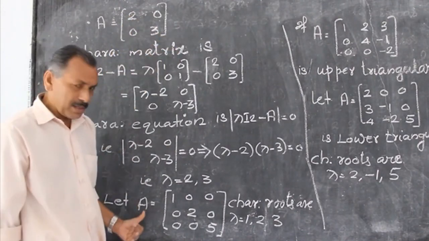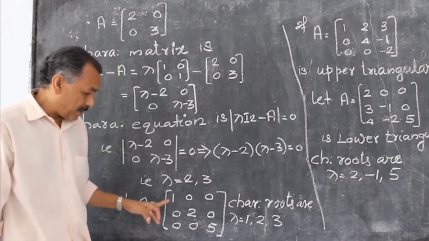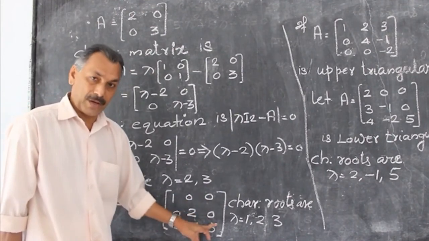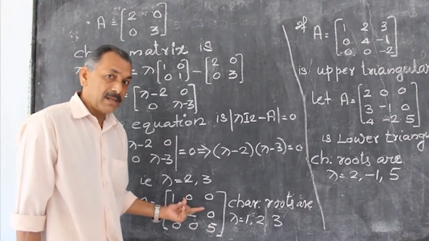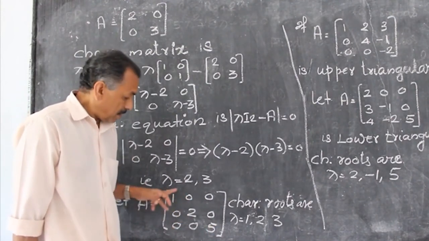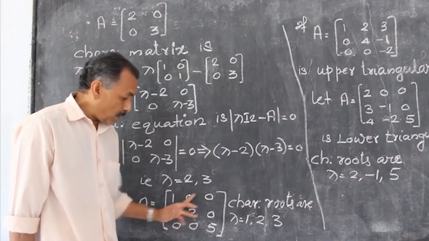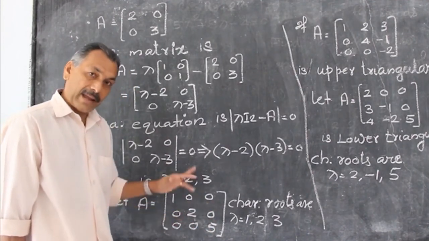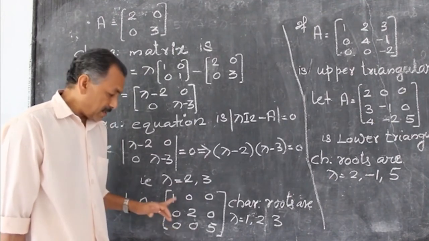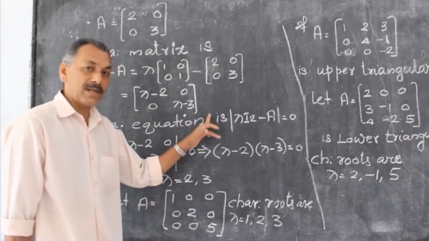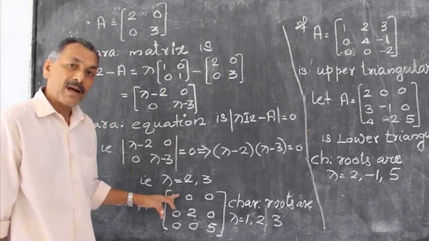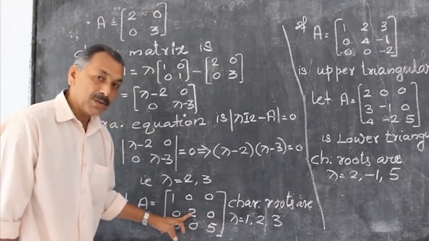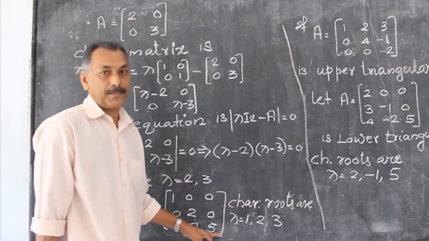Similarly, consider this one. The matrix capital A is equal to 1, 0, 0, 0, 2, 0, 0, 0, 5. That means capital A is a diagonal matrix. The diagonal elements are not 0 and all other elements are 0. Its characteristic roots are the diagonal elements in A, that is, lambda is equal to 1, lambda is equal to 2, lambda is equal to 5.